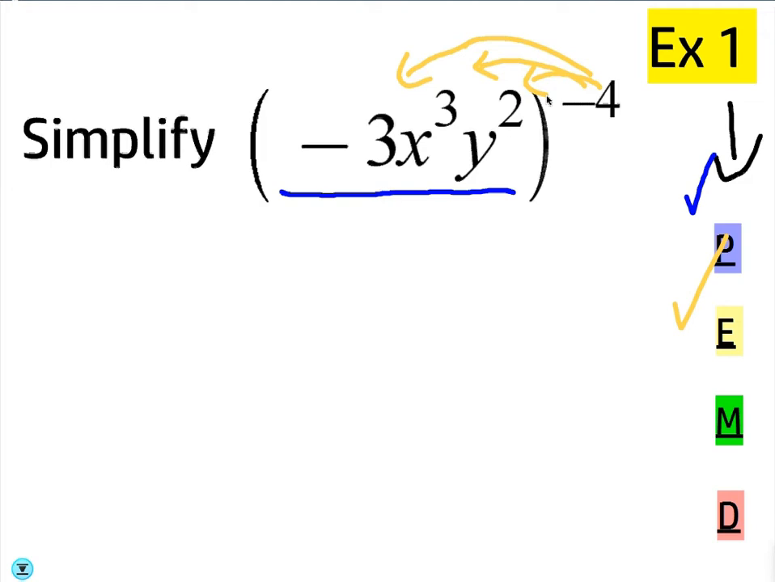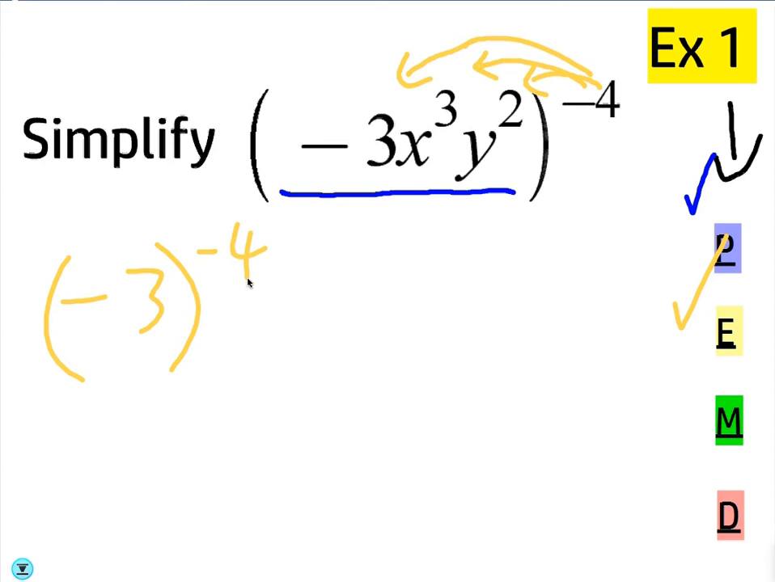Somebody raise their hand? Okay. I'm going to go ahead and just distribute the negative 4 because it's just more consistent. So you're going to get negative 3 to the negative 4. Wait, how can you do that? How do you do it? I can do it both ways if you want.